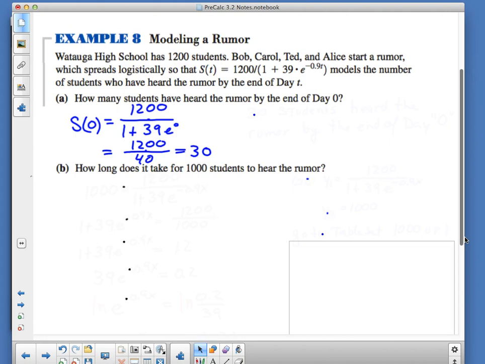So we got 30 people that learned it. So 30 students heard the rumor by the end of day 0.